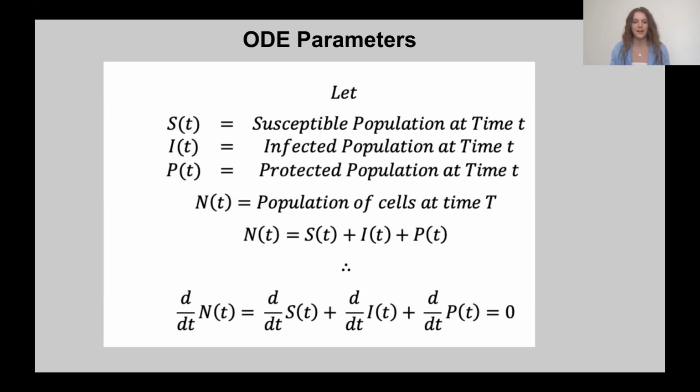And therefore, when we take the derivative of all of these, we can see that when the population of cells is changing, it's going to equal the change in susceptible population, the change in infected, and the change in protected. And since we're working within an ODE system and we're limiting ourselves to the amount of cells we have, this population is never going to change. You can actually see this in some of our ODE equations.